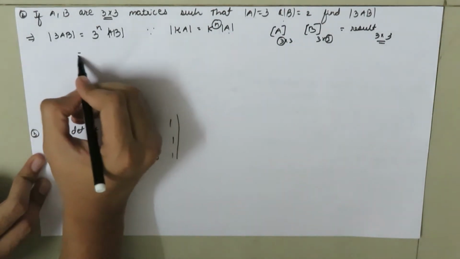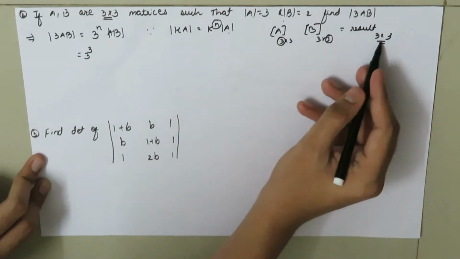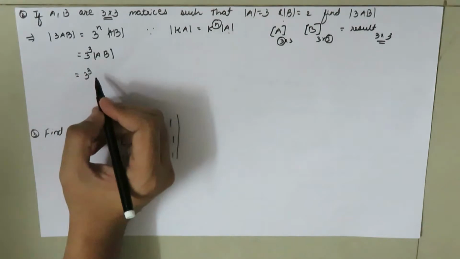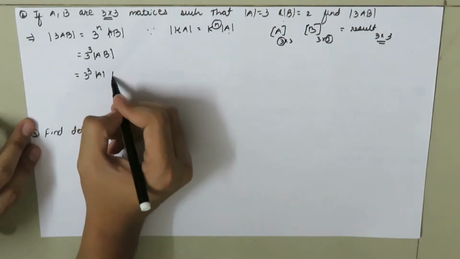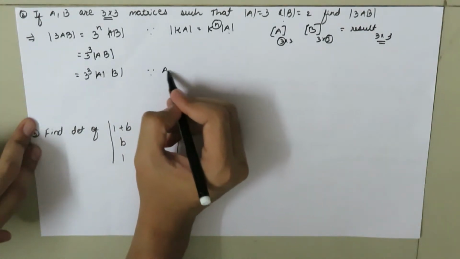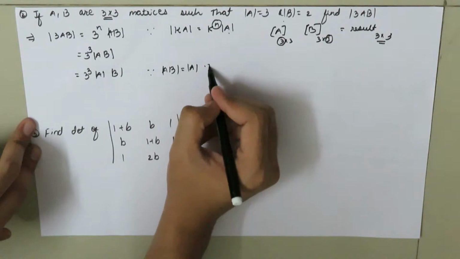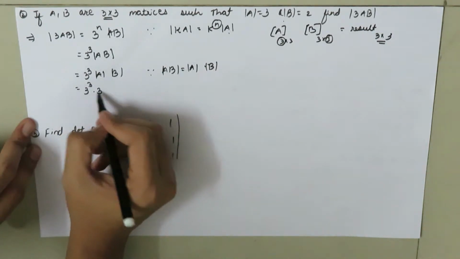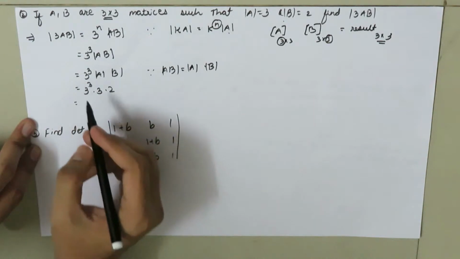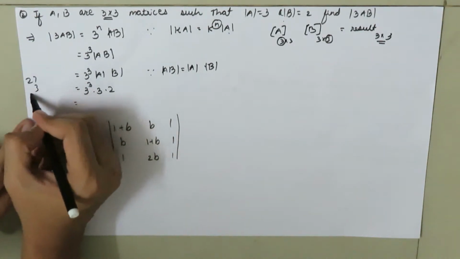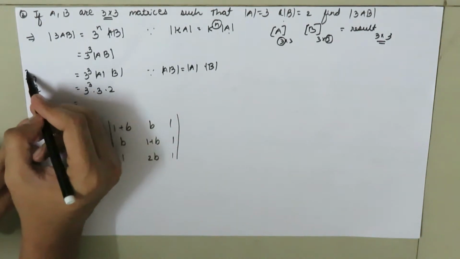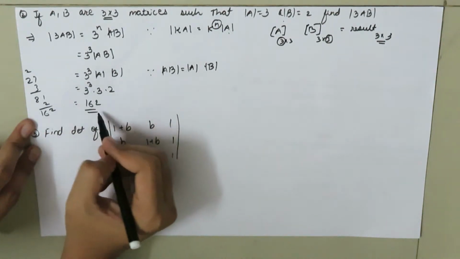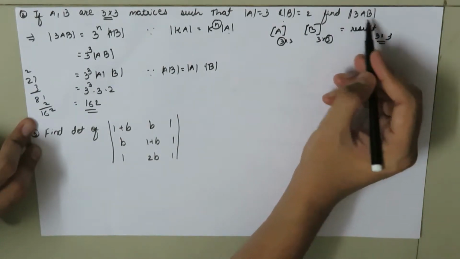So here we should take 3 to the power 3, as the order of this resultant is 3, times the determinant of AB, and this can be written as 3 to the power 3 times the determinant of A times the determinant of B, since we know that the determinant of AB can be written as the determinant of A times the determinant of B. So 3 cubed is 27, the determinant of A is 3, and the determinant of B is 2, so this will be 27 times 3, which is 81, multiplied by 2, so 162 is the value of the determinant of 3AB.